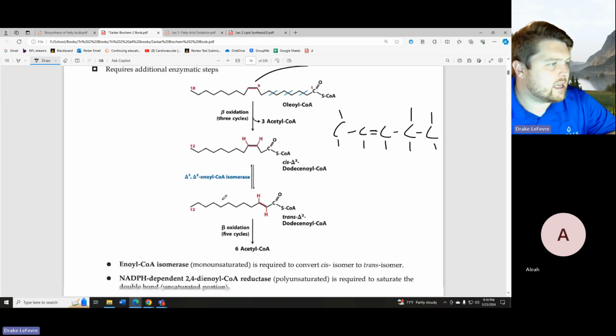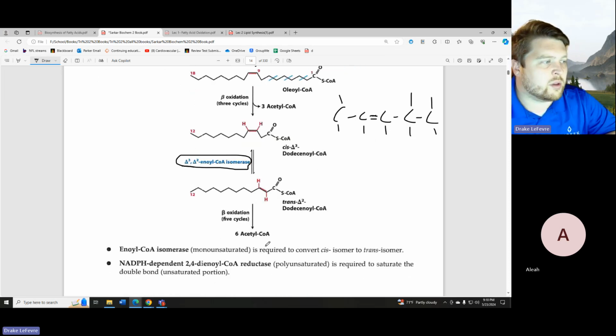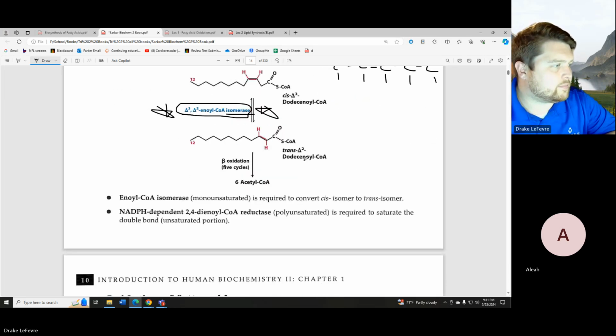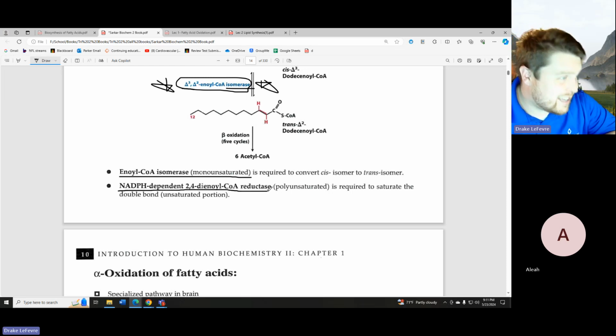So the extra step is that we need an isomerase to rearrange this and add on hydrogens in order to perform the beta oxidation. So just remember this extra little step. We need an isomerase because we need to rearrange this and add in those extra hydrogens so that it's fully saturated so that we can then break it down. Enoyl-CoA isomerase is for monounsaturated. NADPH dependent 2,4-dienyl-CoA reductase. Super long name.